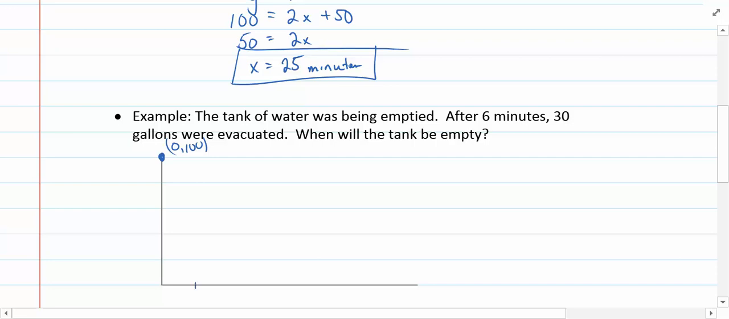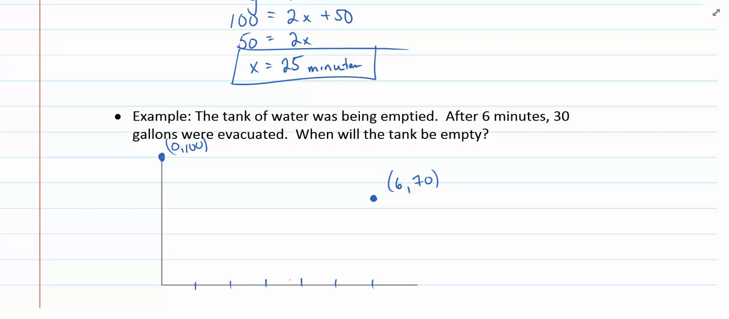After 6 minutes, 1, 2, 3, 4, 5, 6, 30 gallons were evacuated. So we lost 30 gallons. If we lost 30 gallons after 6 minutes, how many gallons were left? You got it, 70. The question becomes, when will the tank be empty?